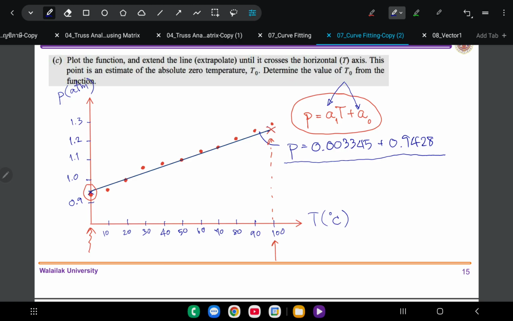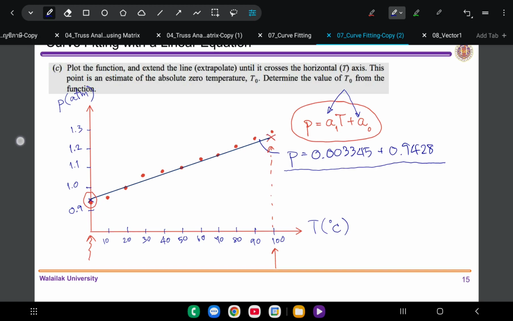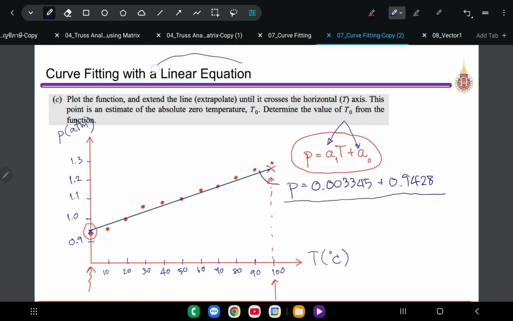And this is how we work to regress the data that we have. This is just a linear equation, and you can find this again in your exam, in the final exam.